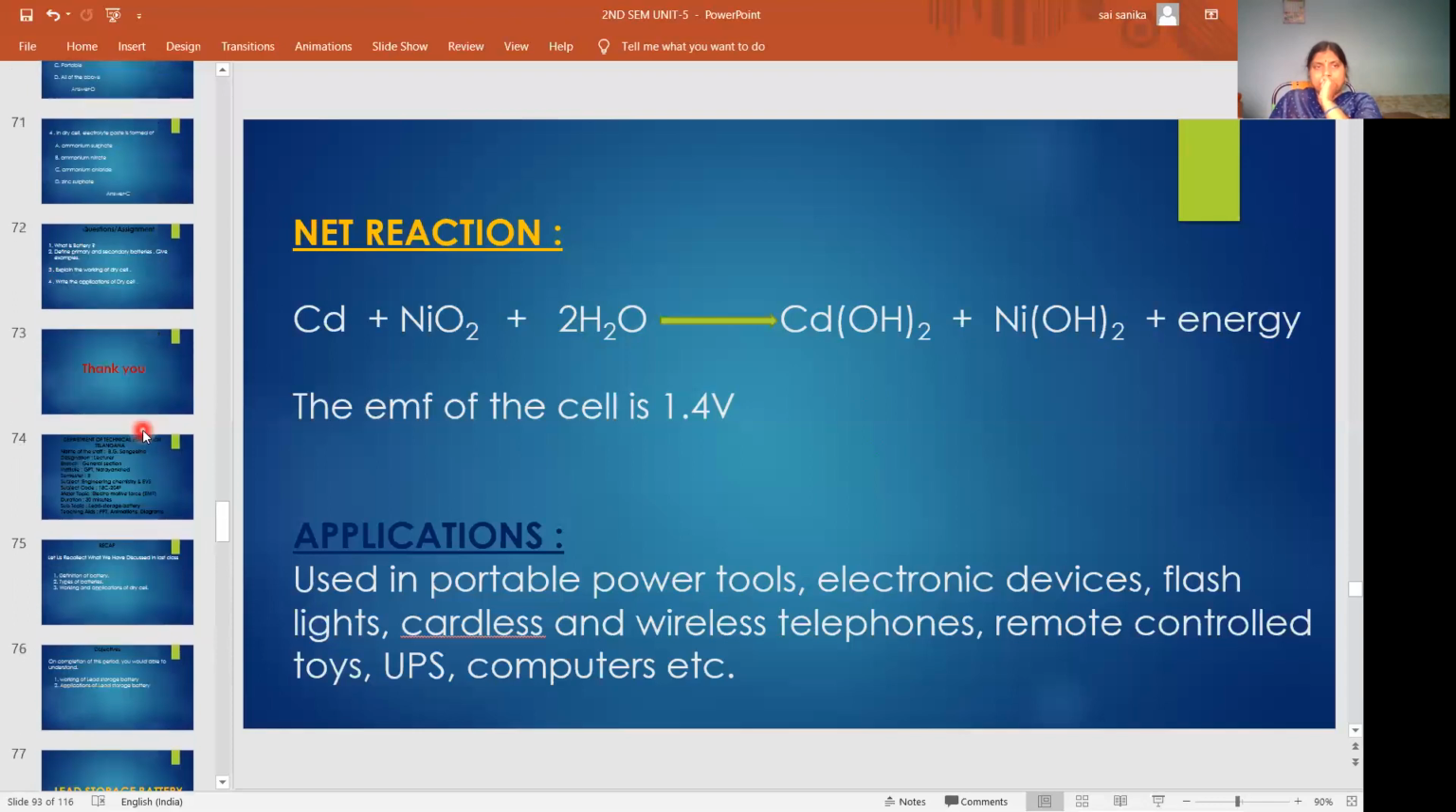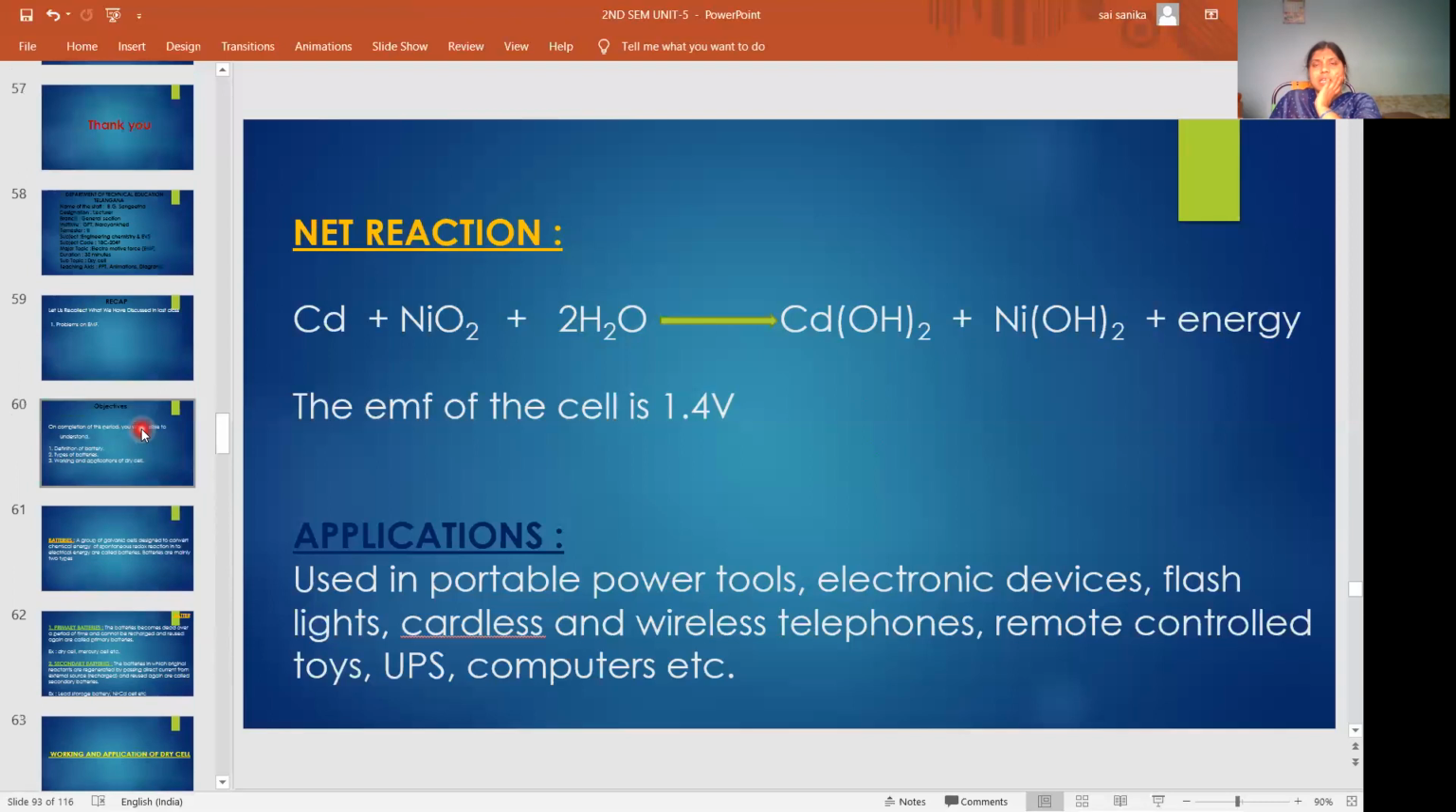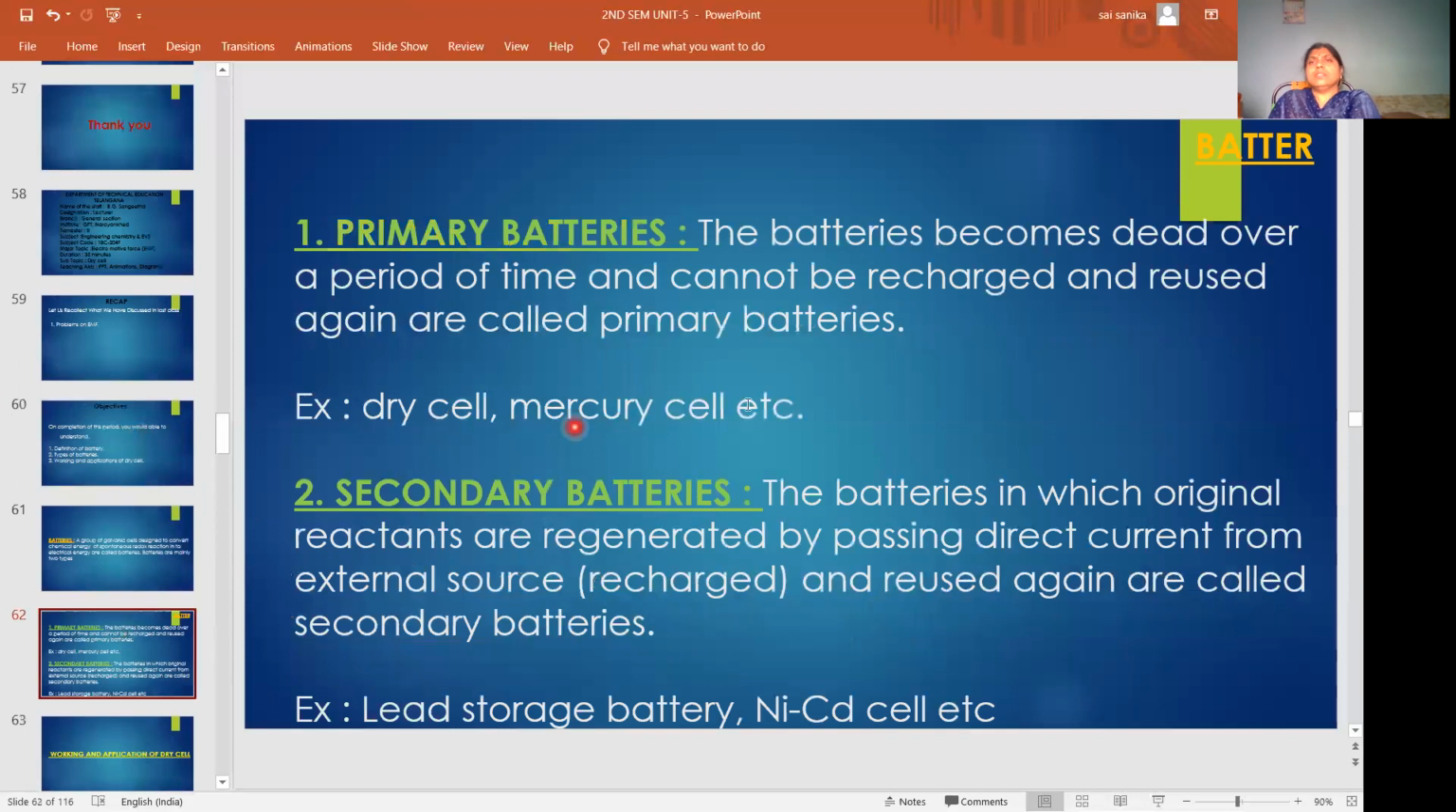So once again, what is a battery? A group of galvanic cells designed to convert chemical energy into electrical energy by spontaneous redox reaction is called a battery. So batteries are how many types? Two types. It is primary battery and secondary battery. What is primary battery? They become dead over a period of time and cannot be recharged and reused. So they are called primary batteries. So what are the examples for primary batteries? Tricell and mercury cell. Then secondary batteries, these are rechargeable and used again and again. So those batteries are called secondary batteries. Examples for secondary batteries, lead storage battery and nickel cadmium cell.